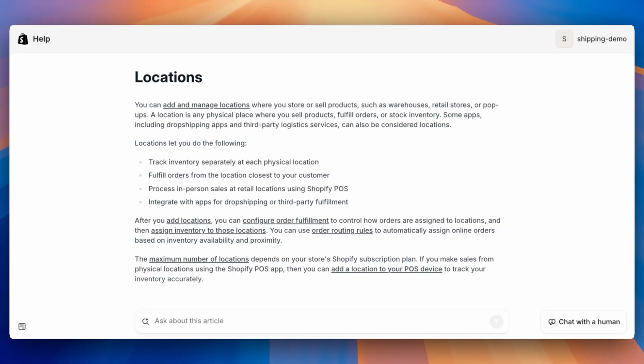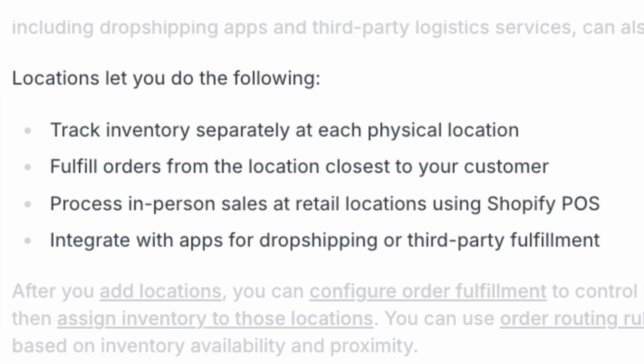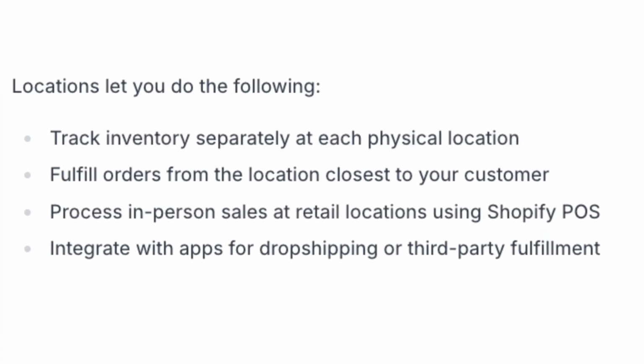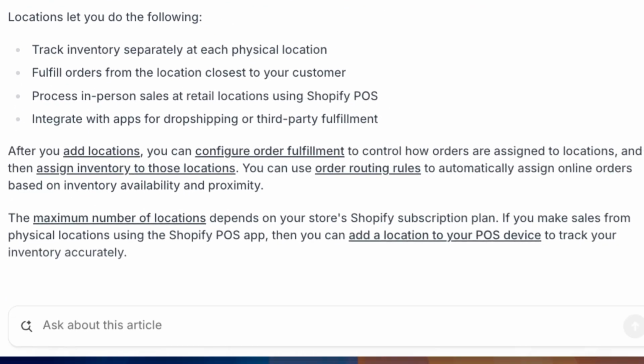The second dependency is locations. These locations are any physical place where you sell products, fulfill orders, or stock inventory. Locations let you track inventory separately at each physical location, fulfill orders from the location closest to your customer, process in-person sales at retail locations using Shopify POS, and integrate with apps for dropshipping or third-party fulfillment.